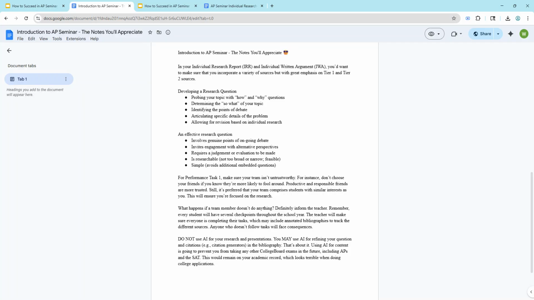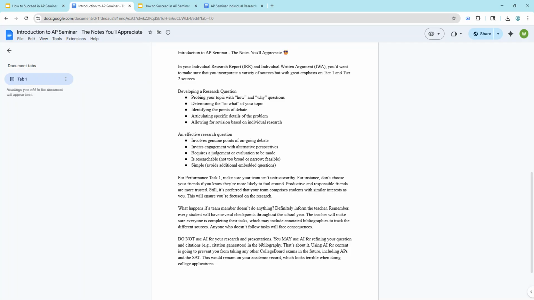Especially for performance task 1, make sure your team isn't untrustworthy. For instance, don't choose your friends if you know they're more likely to fool around. Productive and responsible friends are more trusted. Still, it's preferred that your team comprises students with similar interests as you. This will ensure you're focused on the research.